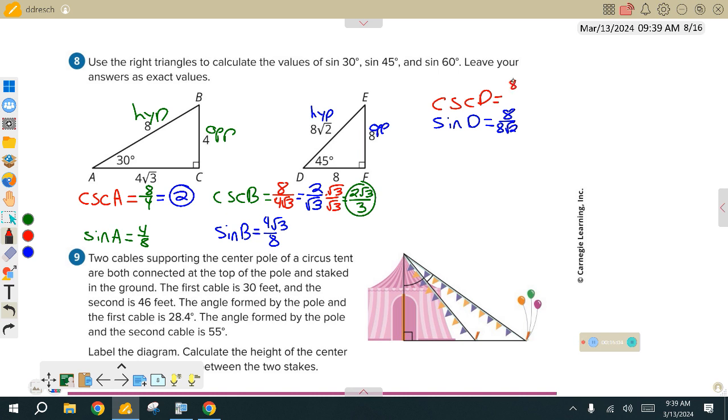8 root 2 over 8. Do I even have to rationalize, actually? No, because the reciprocal took care of it, didn't it? The only thing I have to do is cancel out the 8s, reduce the 8s, and I'm done. So, nothing really crazy. You've already done all the heavy work with knowing ratios. Yesterday we introduced you to the first reciprocal function. Today I'm just introducing you to the second one.